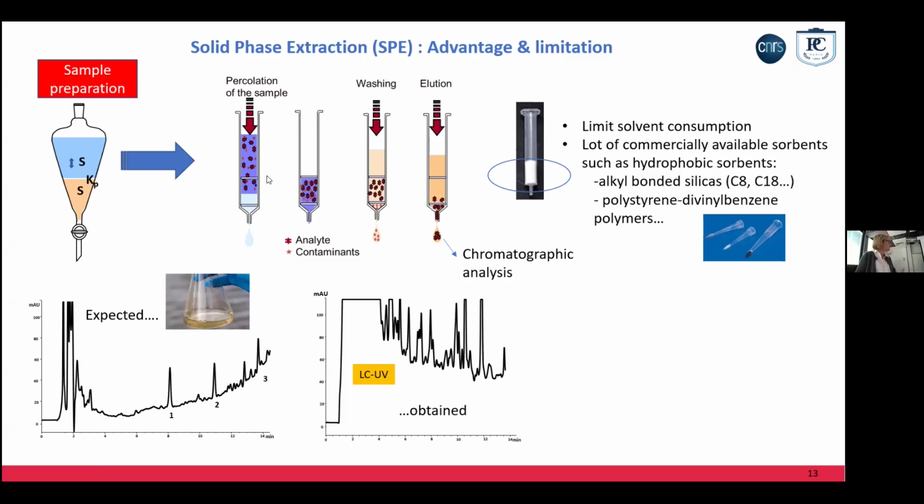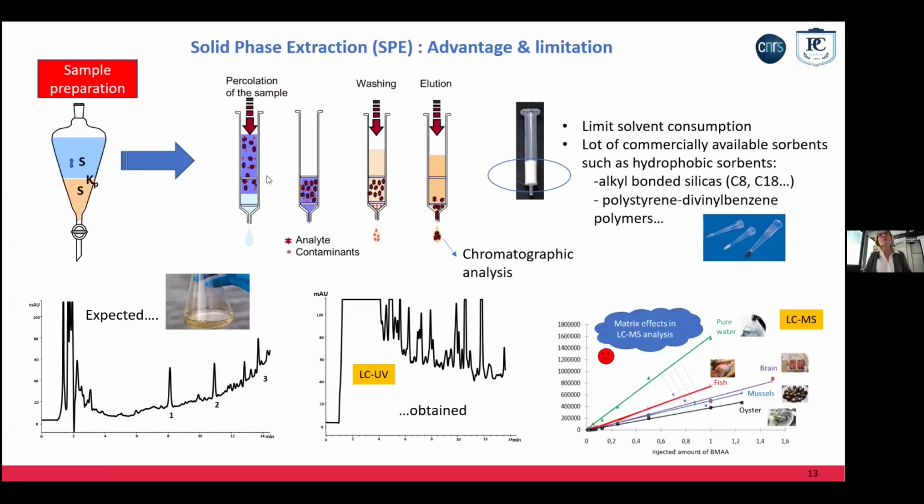That means that we know that there are certainly compounds of interest, but if I only use a UV detector behind my analytical column after the separation, I am not able to distinguish contaminants from target compounds. Of course, you can say, but don't use a UV detector, please use mass spectrometry.